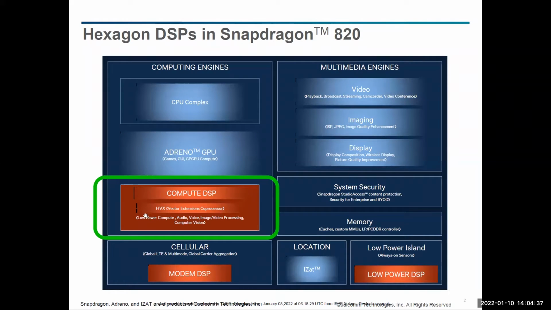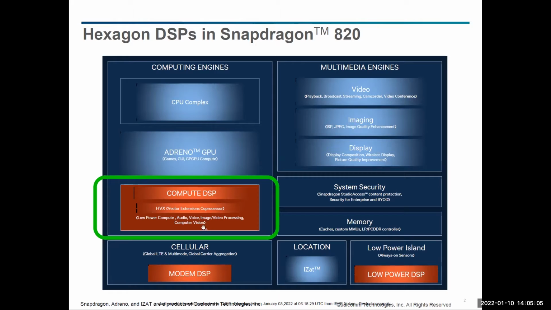The compute DSP's main horsepower for all these applications is gained through a specific vector engine or vector coprocessor, which is known as HVX. It stands for Hexagon Vector Extensions, and it is a coprocessor to the DSP along with the scalar hardware that is present. I'll talk about this in the subsequent slides as we move forward.